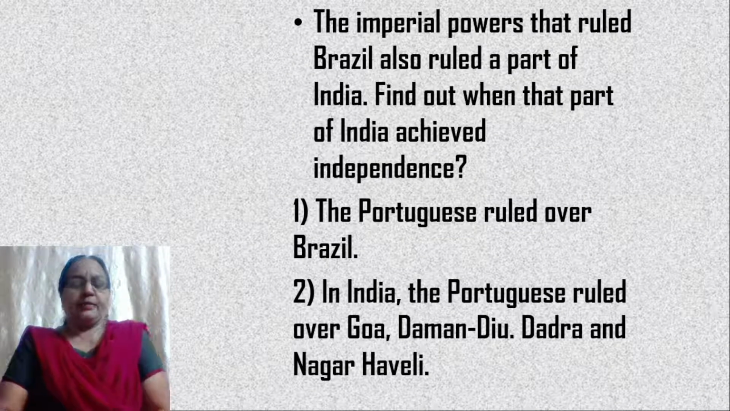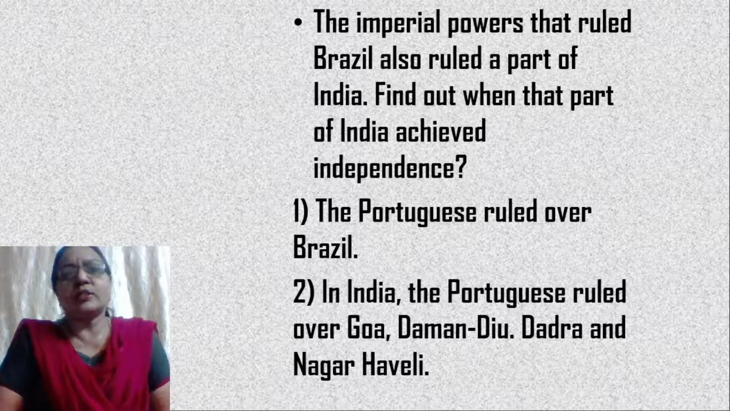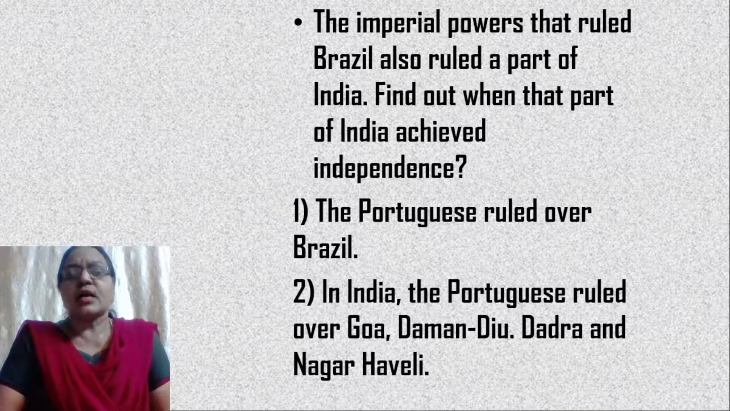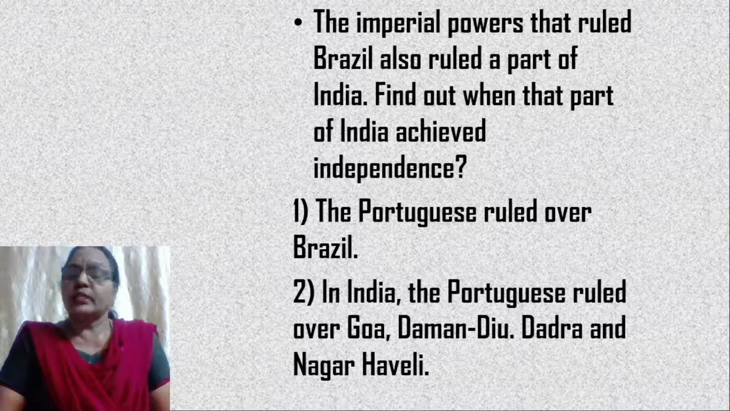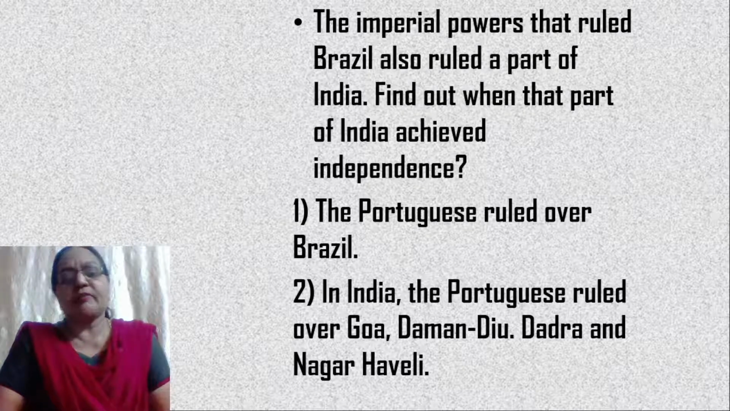Children, all these questions are very important, so just go through this. Now next, we come to the powers which ruled over India. The imperial powers that ruled Brazil also ruled a part of India. All of you know the imperial powers that ruled over India. Who were they, children? They were the Portuguese. And you should remember that they also ruled a part of India.